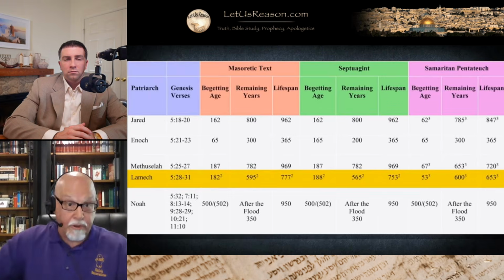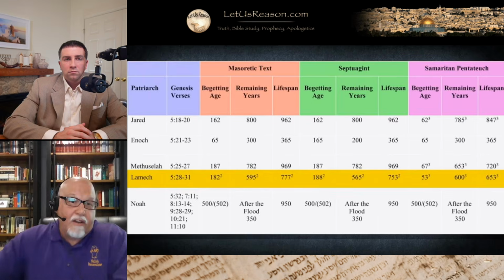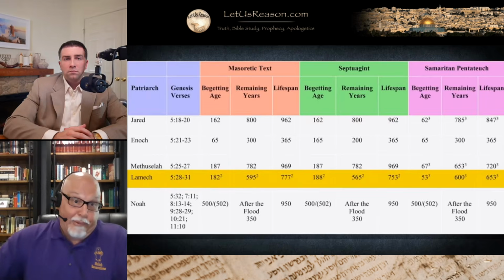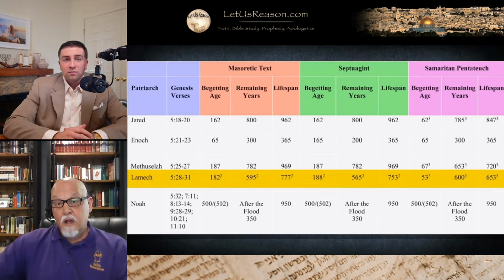It can be very bewildering. It was for me in the beginning. I had no idea, what am I going to do with all this data? I don't even know where to begin. And that's why I've been doing it for 10 years, because of the amount of data.